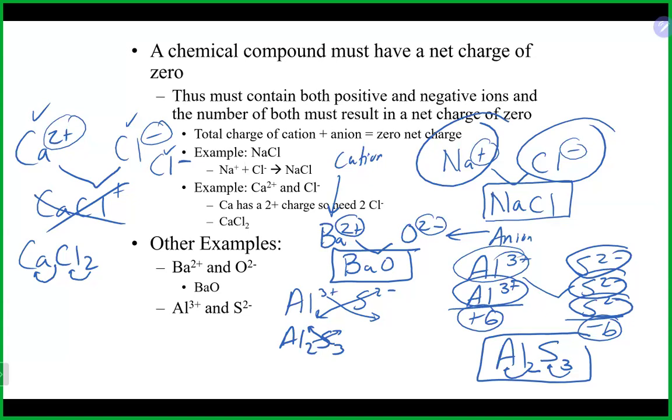So it's better to kind of think about just balancing out the charge to 0 and how many of each that you need to get it to 0. You'll always get the right answer. Any questions?